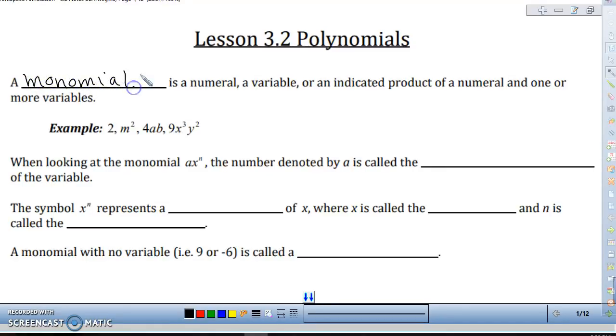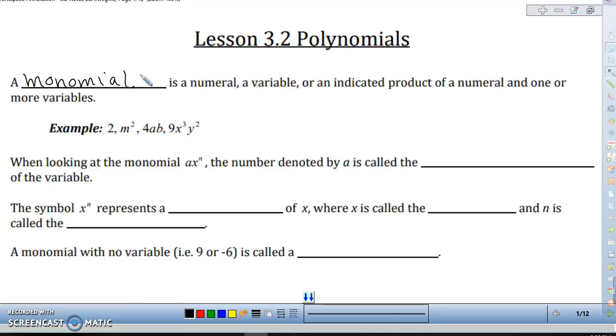is a numeral, a variable, or an indicated product of a numeral and one or more variables. What this means for you is that nothing is being added or subtracted with this monomial. Remember that mono means one. So we've got some examples below: 2m squared, 4ab, 9x cubed, y squared. Those are all examples of monomials.